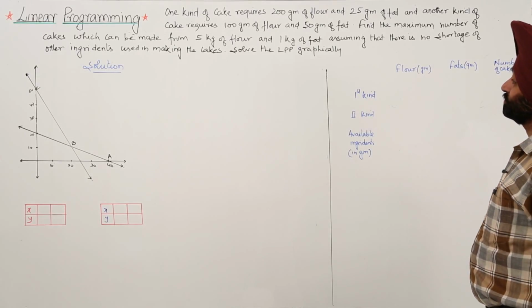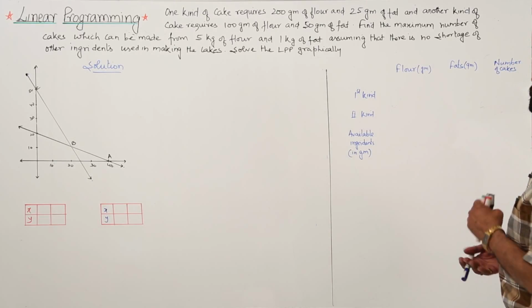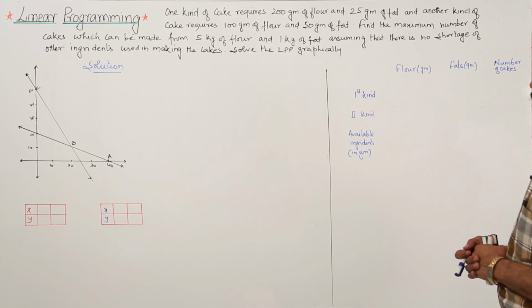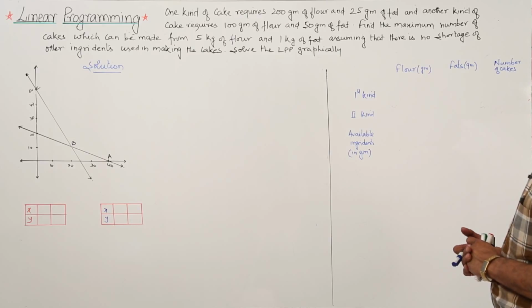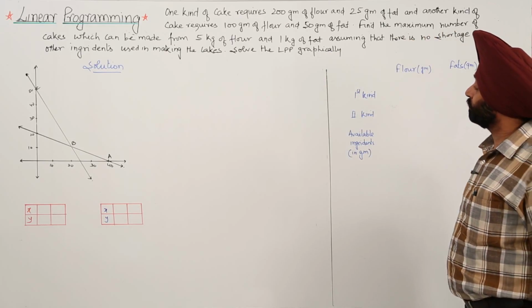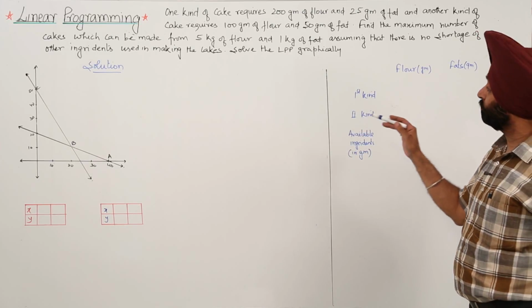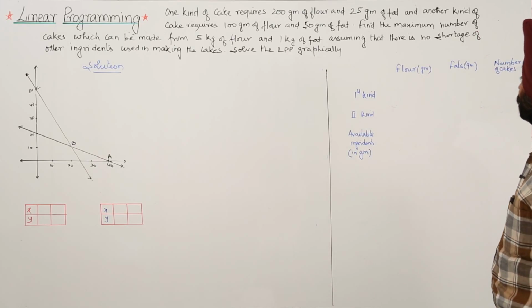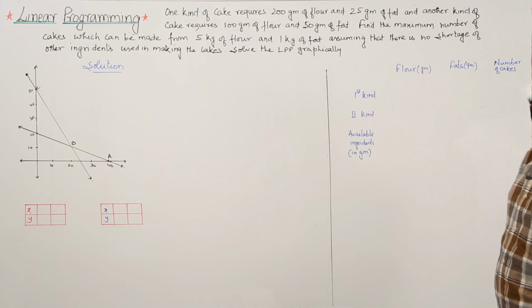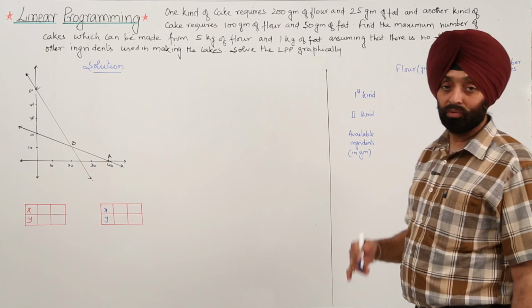Next important question. One kind of cake requires 200 gram of flour and 25 gram of fat, and another kind of cake requires 100 gram of flour and 50 gram of fat. Find the maximum number of cakes which can be made from 5 kilogram of flour and 1 kilogram of fat, assuming that there is no shortage of other ingredients used in making the cakes. Okay, so now let's solve it graphically.